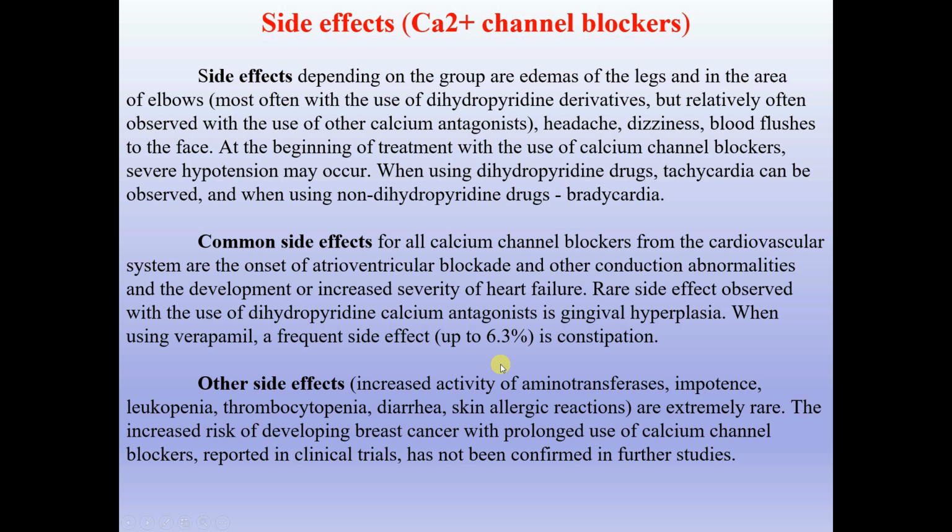Side effects of calcium channel blockers. Side effects, depending on the group, are edemas of legs and in the area of elbows, most often with the use of dihydropyridine derivatives, but relatively often observed with the use of other calcium antagonists. Also, headache, dizziness, blood flushes to the face.